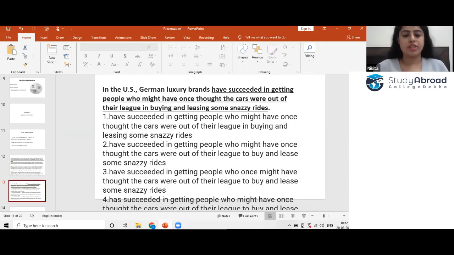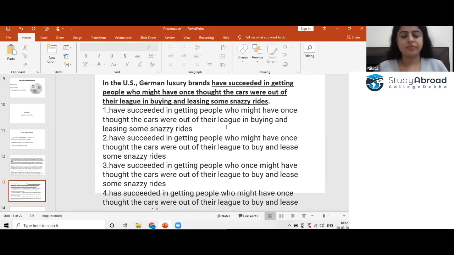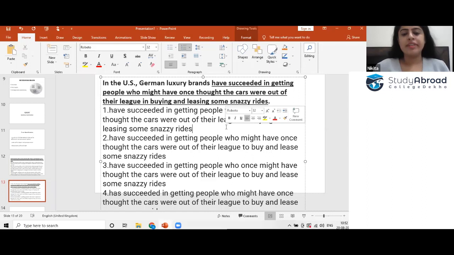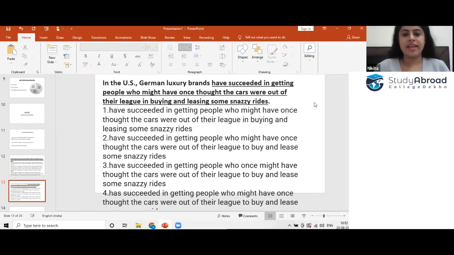So this is the question in front of you. Please have a look and read it properly. In the US, Germany luxury brands have succeeded in getting people who might have once thought the cars were out of their league in buying and leasing some snazzy rides. Now there are these options in front of you. You are supposed to read all the options. Let me give you one highlight: scan all the options and look for what changes the options are bringing.